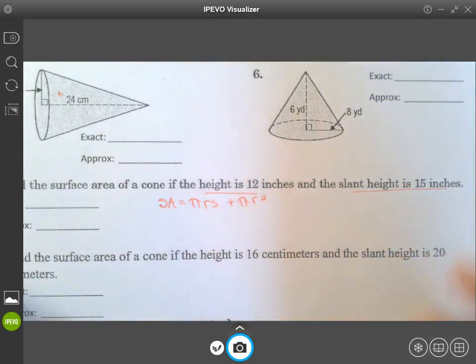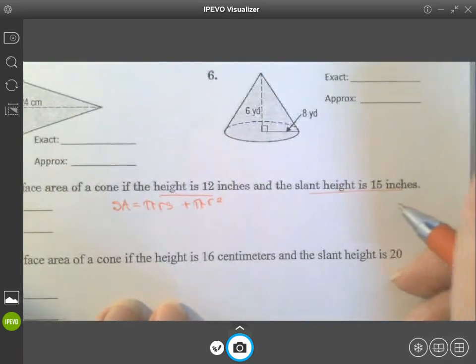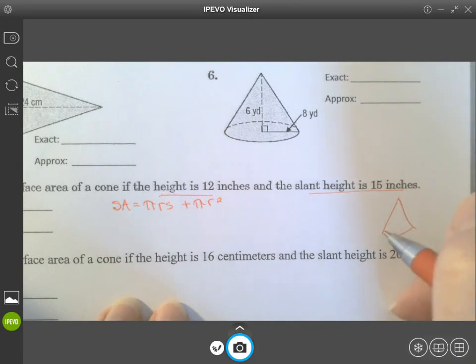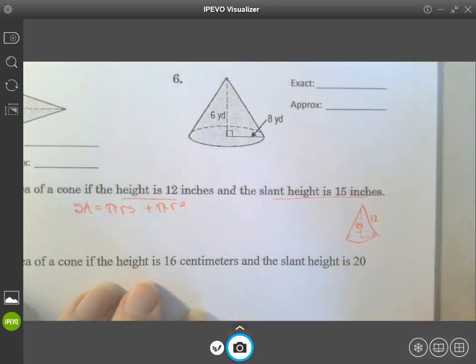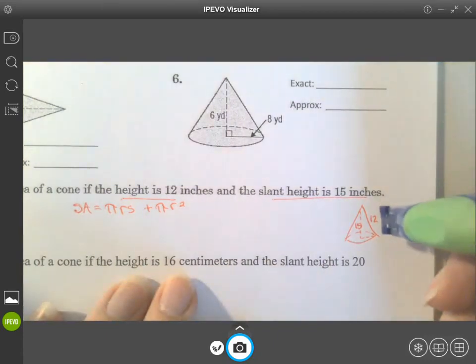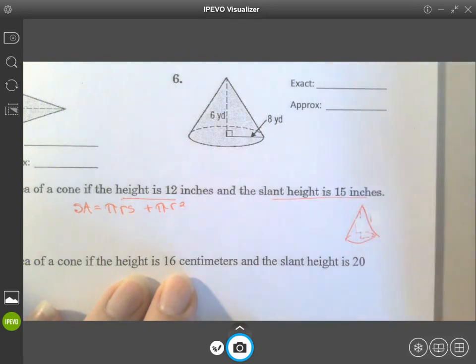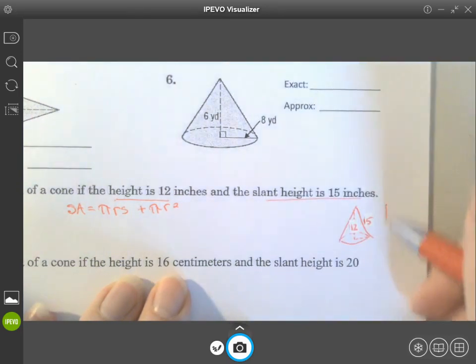I need the radius. Okay, so can you picture this cone? You don't have to draw it. If you can picture this cone, they gave me the height of 15. They gave me the slant height of 12. That's not right. Sorry, they gave me the height of 12 and the slant height is 15. Do you know how I knew I was wrong? Yeah, the slant height should be longer than the height, so I just totally wrote it backwards. I need the radius. Do you see that right triangle then? This is 12, that's 15.